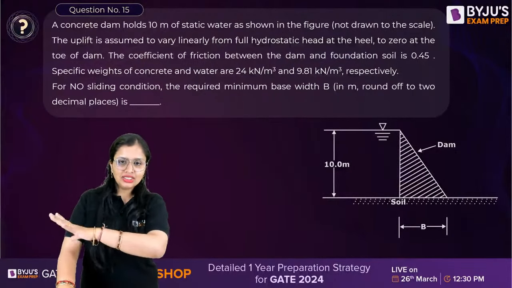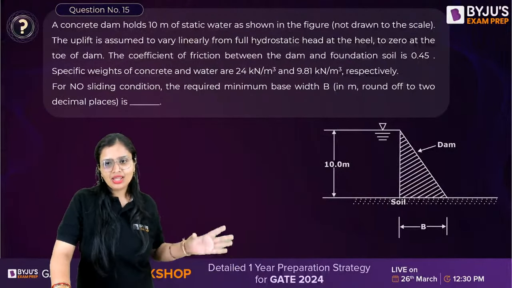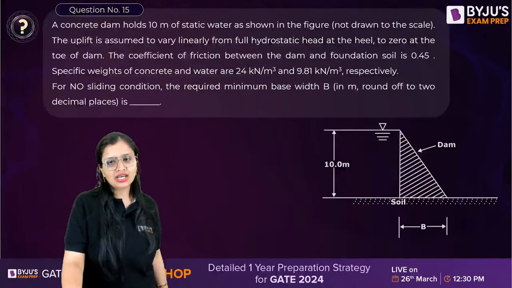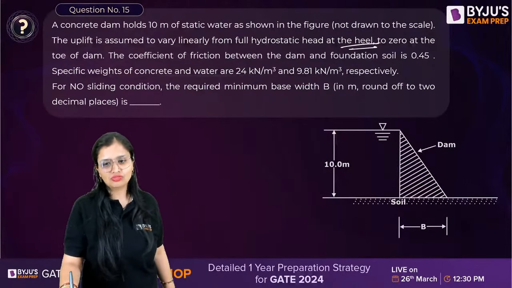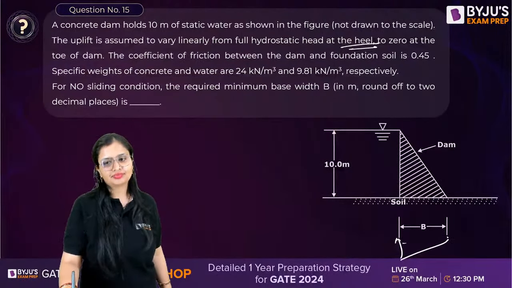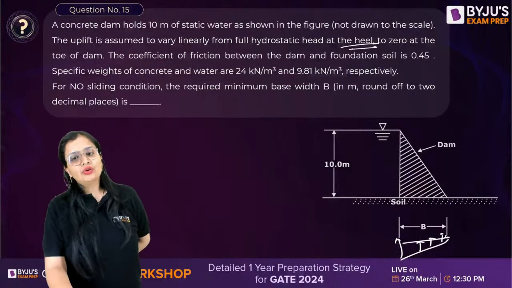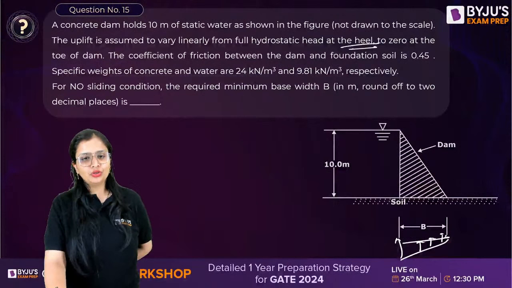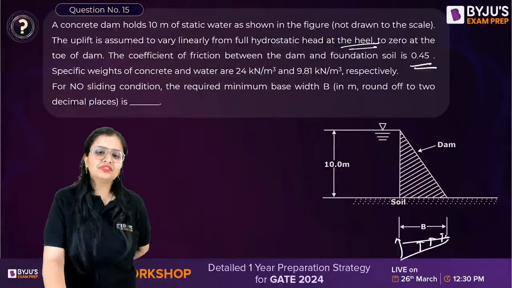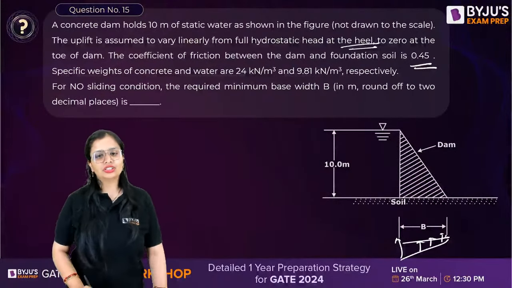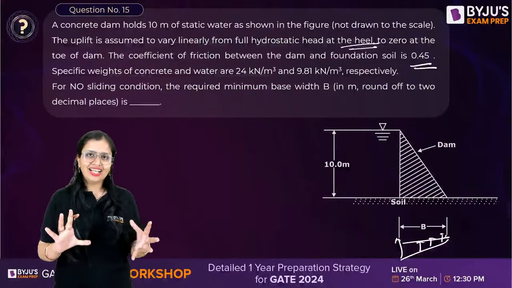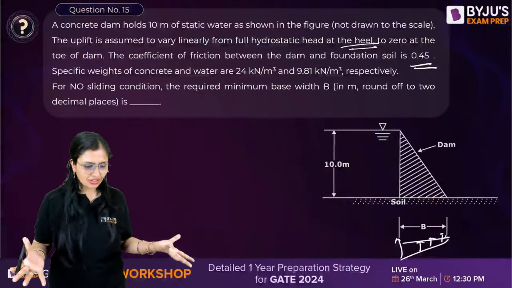Uplift pressure is linear. Okay. Full hydrostatic at the heel and 0 at the toe of the dam. So it's like this. Now, coefficient of friction is given to you, 0.45. Specific weight of concrete and water is given to you. This diagram is given. There's nothing like they'll be asking a difficult question.